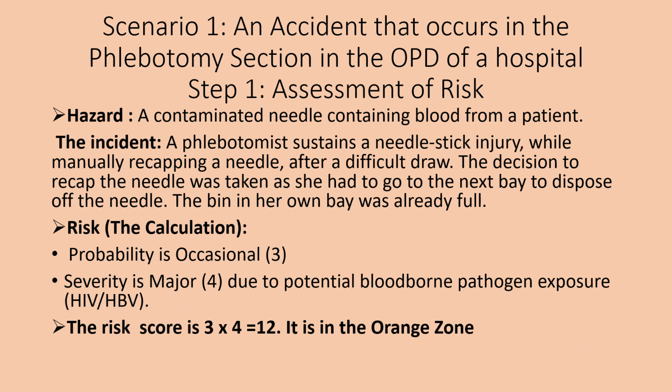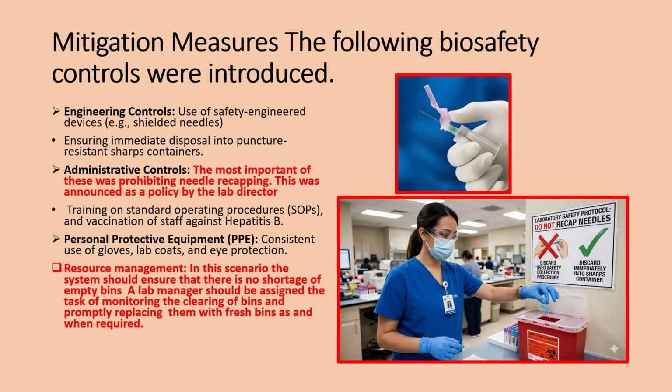The risk calculation: the probability is occasional and is given a score of 3. Severity is major and is given a score of 4 due to potential blood-borne pathogen exposure. The risk score is 3 multiplied by 4, which is equal to 12, and this lies in the orange zone. Now we come to mitigation measures. The following biosafety controls were introduced.